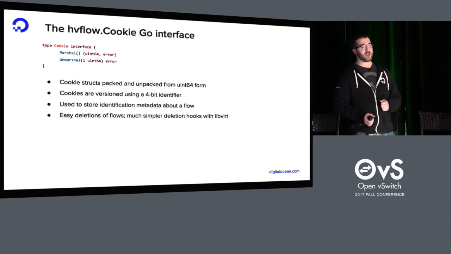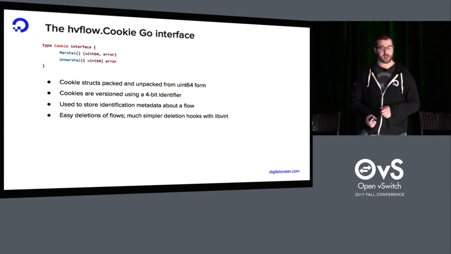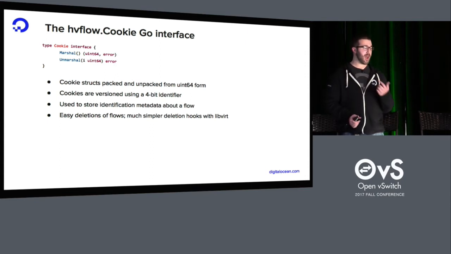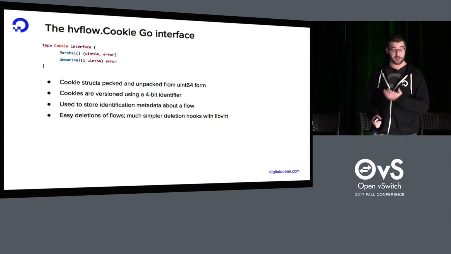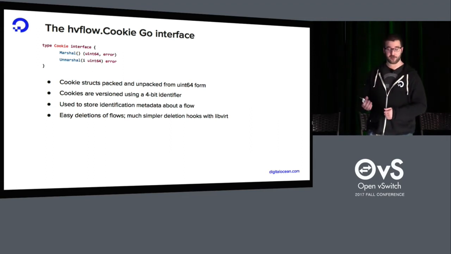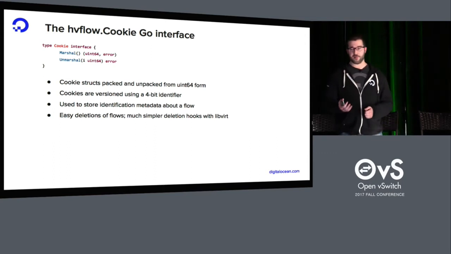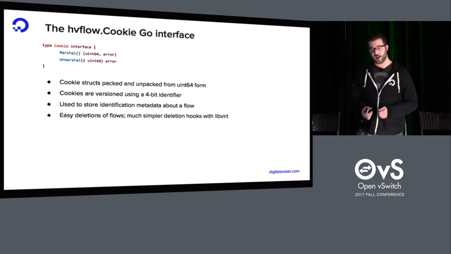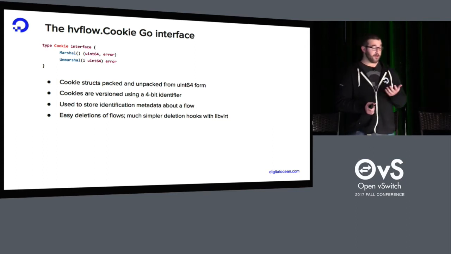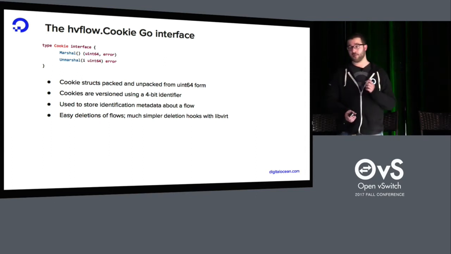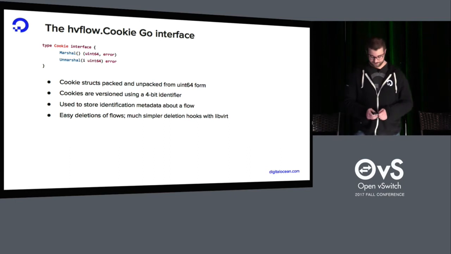I'd also like to talk about our cookie interface. So we make use of OpenFlow cookies, that unsigned 64-bit integer format, in the form of this Go interface. So we have structures that implement the interface, and they're packed and unpacked from the unsigned 64-bit integer form. Our cookies are versioned using a fixed 4-bit identifier, so it's easy to upgrade in the future. And we use these to store identification metadata about a flow, things like a resource type, a resource ID, an interface index, or whatever else we need to do. Finally, these allow us to easily delete large swaths of flows with much simpler deletion hooks than libvirt.